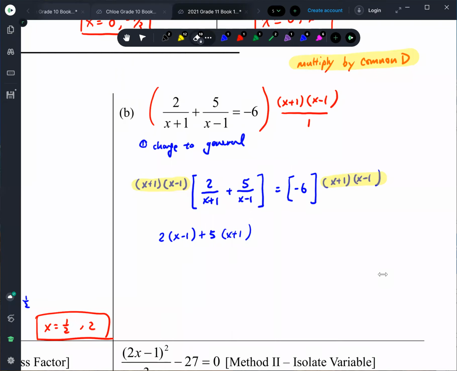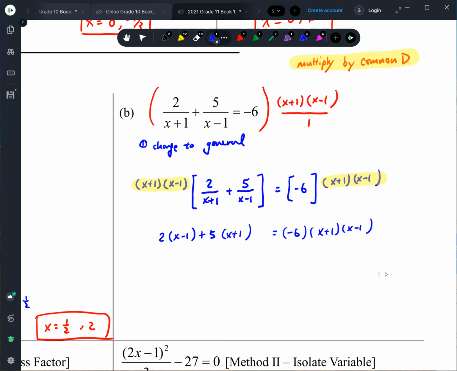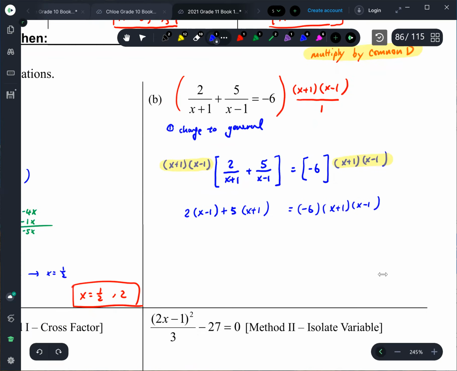Now the right-hand side has no denominator, right? So we just keep it there, okay? As for now, -6 times x plus 1 and x minus 1. Okay, so now it looks more friendly, right? You don't have denominator anymore. So I'm gonna let you carry on for this.